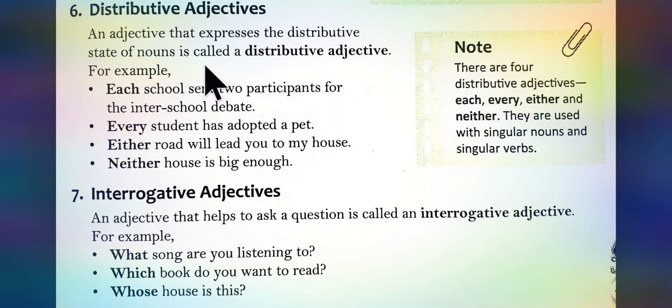Now the next type of adjective is distributive adjective. So what is distributive adjective? An adjective that expresses the distributive state of noun is called as distributive adjective. For example, every student has adopted a pet. So here it is expressing the distributive state of the noun student.